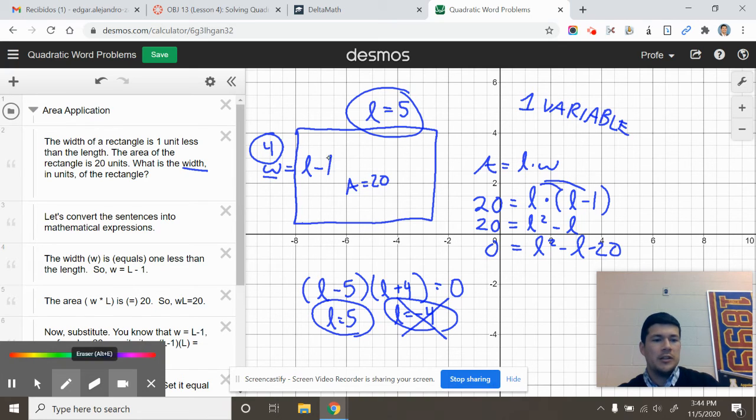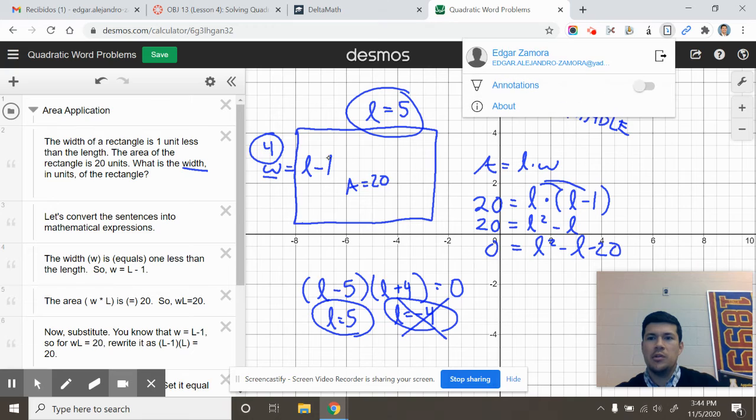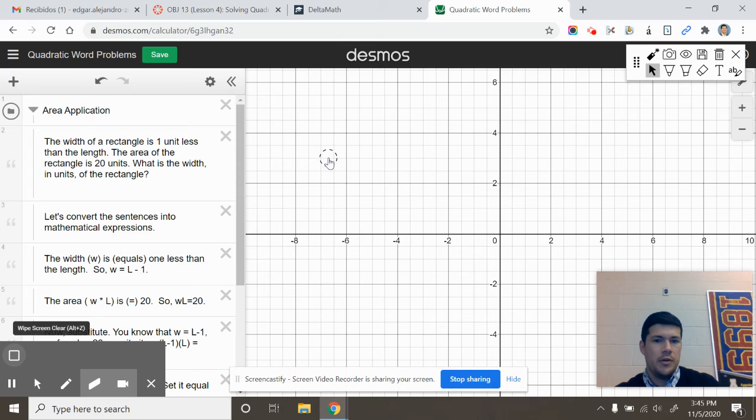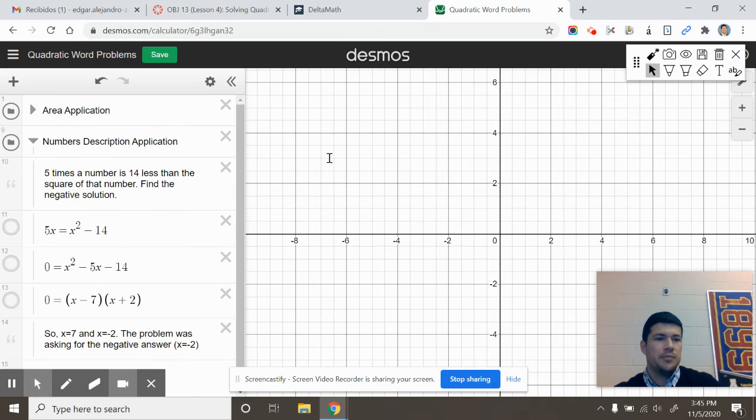All right. Let's look at another possibility for this. So I'll clear my drawings here. And I was using the other annotation tool. All right. So the other possibility is, what if we just have a numbers riddle? This one says 5 times a number is 14 less than the square of that number. The hardest part is putting this into an equation.